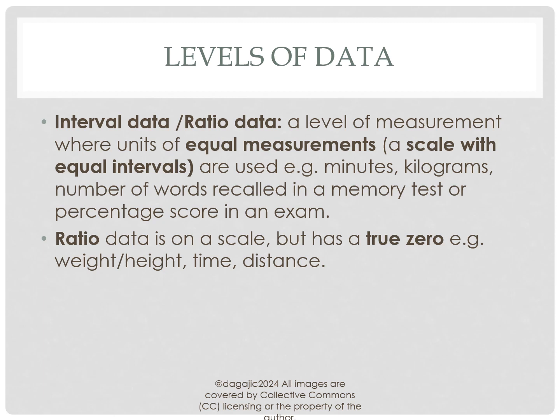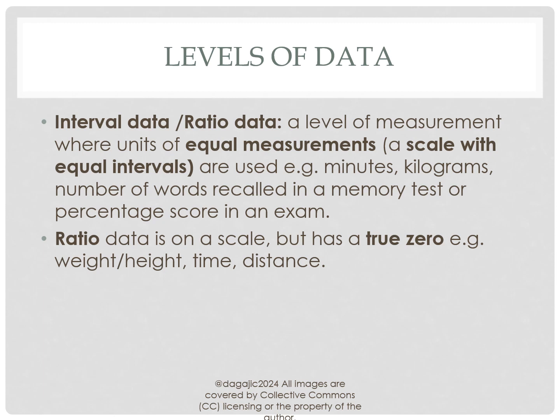The final level of data is interval data and ratio data. So interval and ratio data are a level of measurement where units of equal measurements are on the scale. So if you think about a measuring tape or a ruler, the gap between 1 and 2 centimetres is exactly the same as the gap between 25 and 26 centimetres. 1 centimetre is of equal distance.